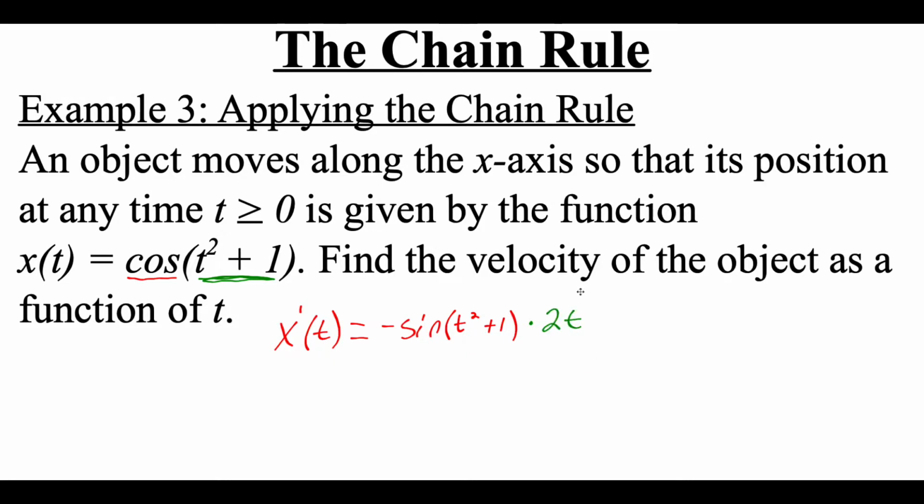Now, to clean this up a little bit, since we're multiplying, I'm going to bump that 2t to the front. So my x prime of t is negative 2t sine of t squared plus 1. So that's using the chain rule. We took the derivative of the outer function, but left the inside stuff the same, but then multiplied by the derivative of that inner function.